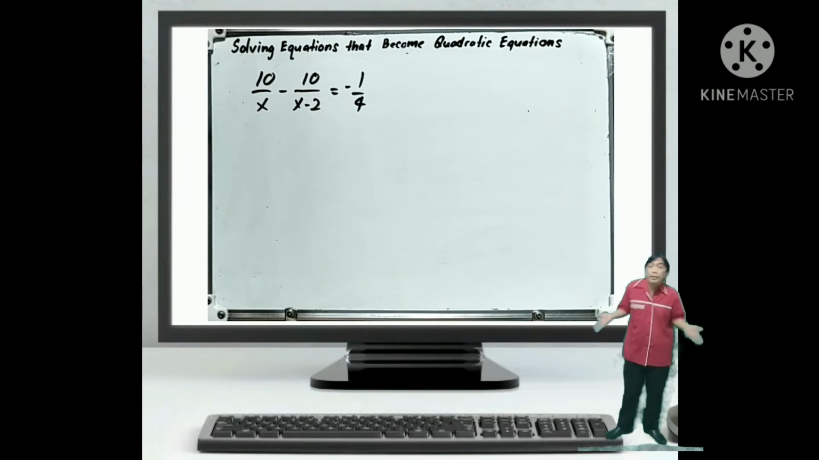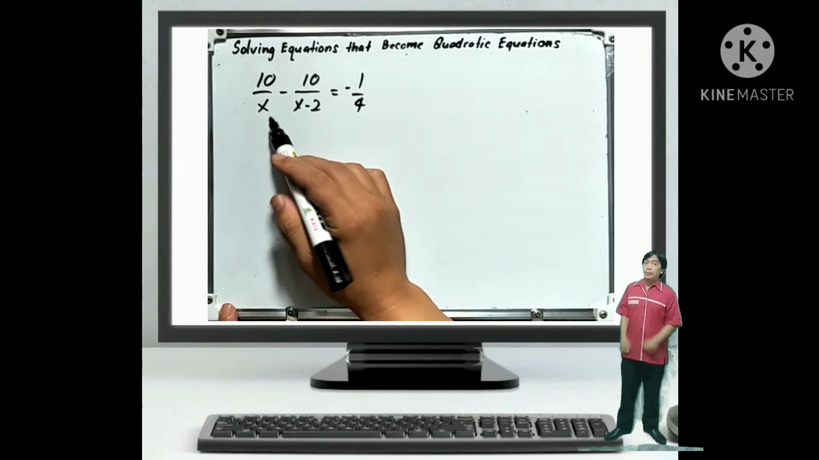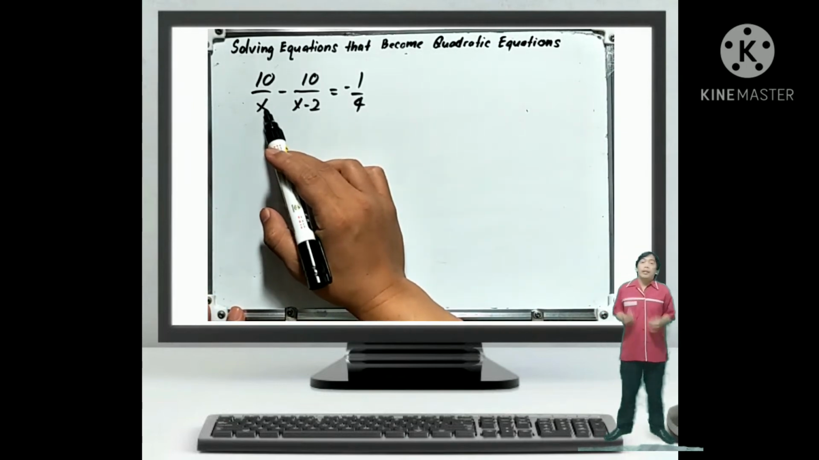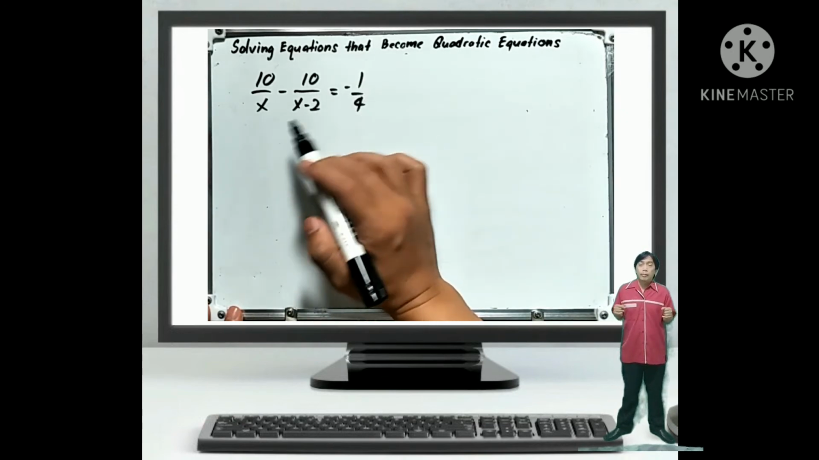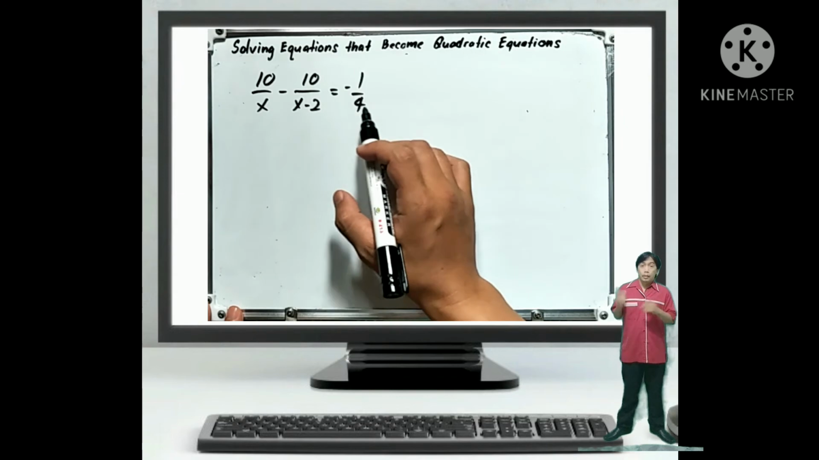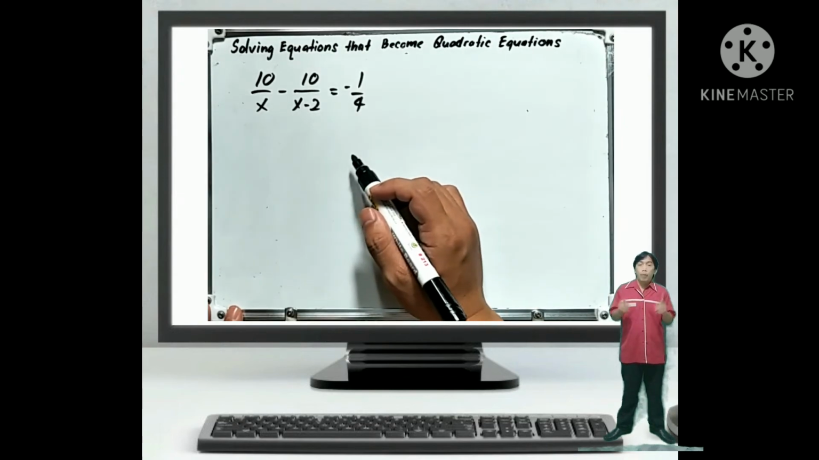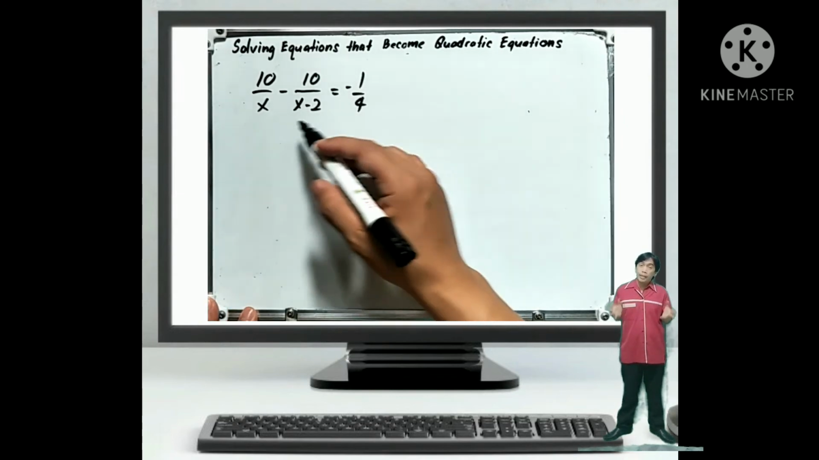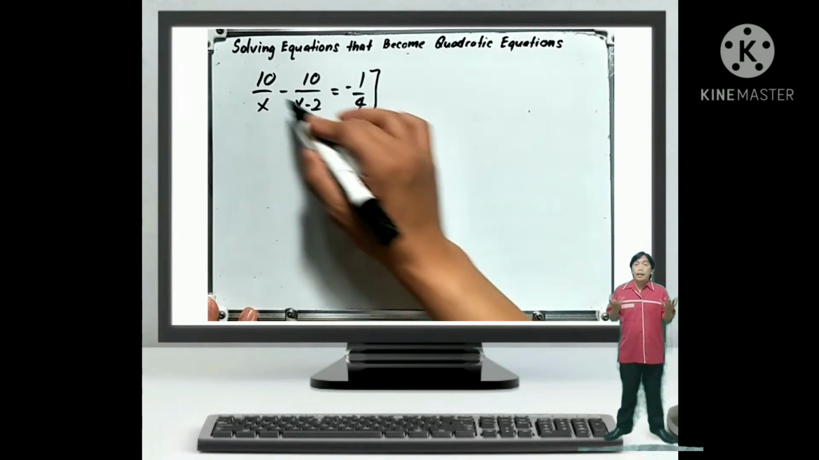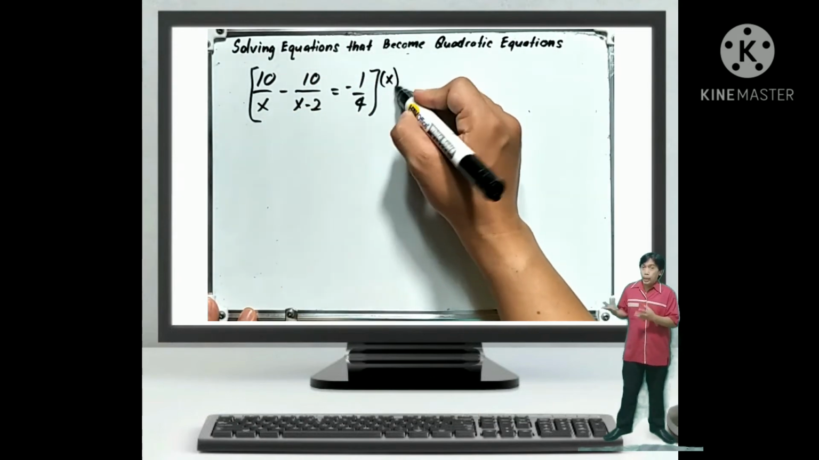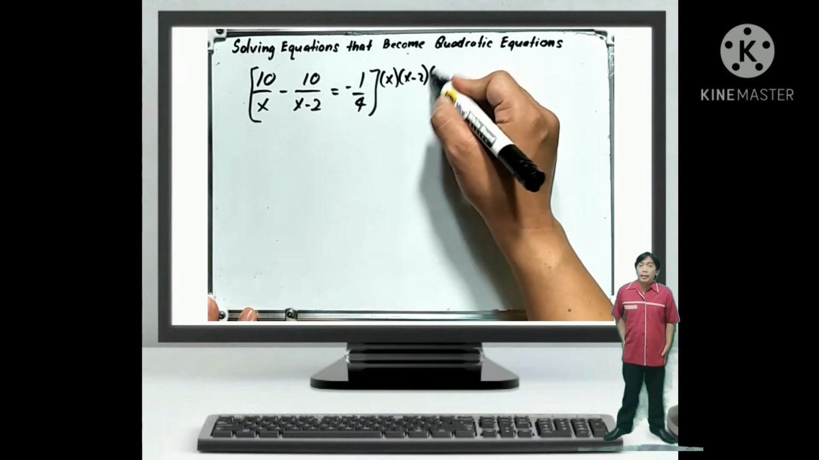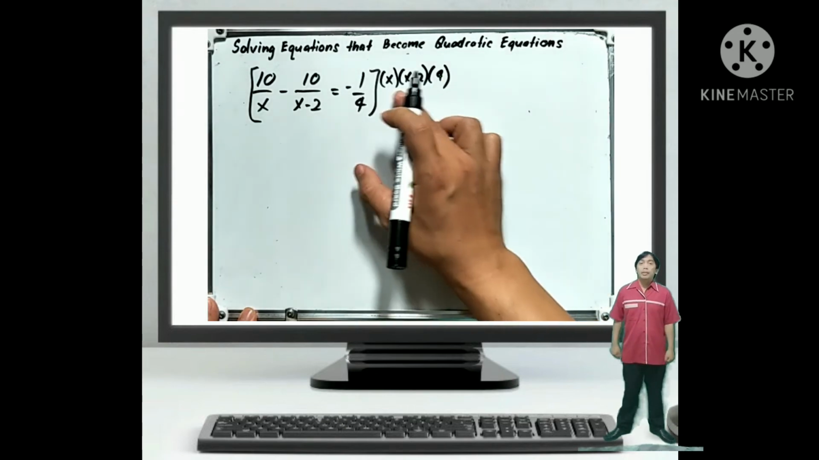So this is complicated. All have a denominator, meaning 10 over x minus 10 over x minus 2 is equal to negative 1 over 4. So the denominators are different. So the LCD, the least common denominator, are these. So let us try to multiply both sides by x minus 2 and by 4. Those are the denominators.